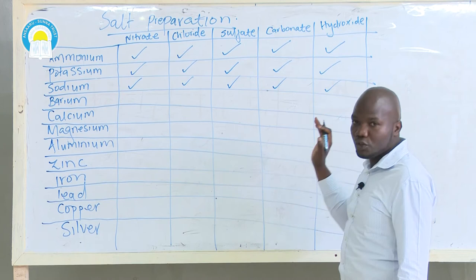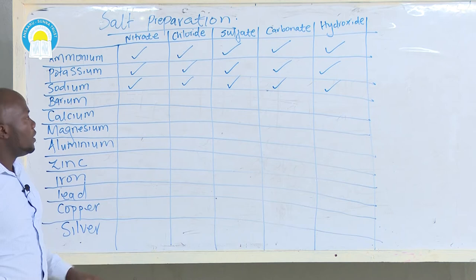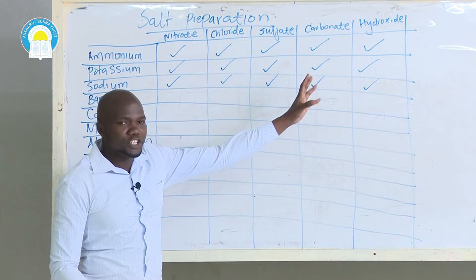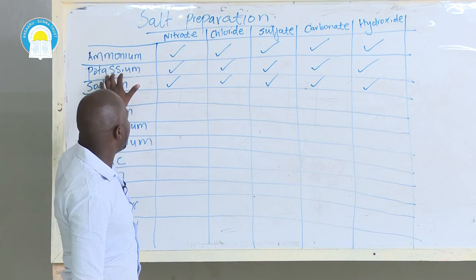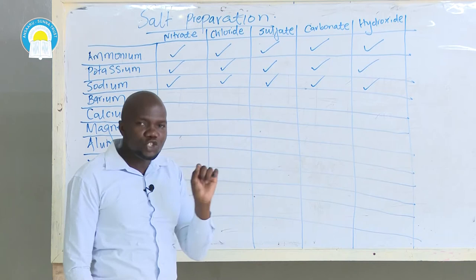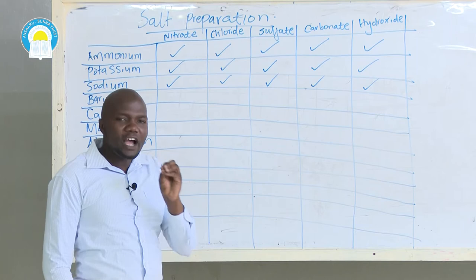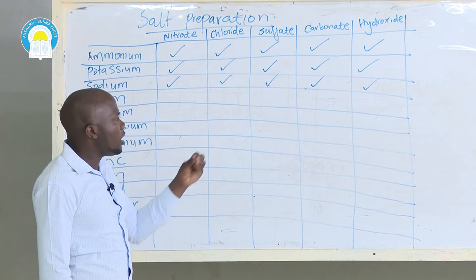So you can see from the point that we are given here, that is saying all ammonium, potassium, and sodium compounds are soluble. It comes through when we fill the table like this. That means when I will be preparing potassium sulfate, I should put in mind that this salt is soluble. When I will be preparing, for example, sodium carbonate, I should put in mind that this salt is soluble. So I have to apply a very good method that can make me actually obtain the solid part of this salt. Let us move on.